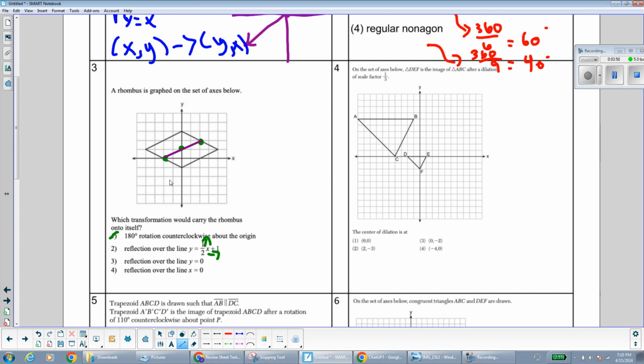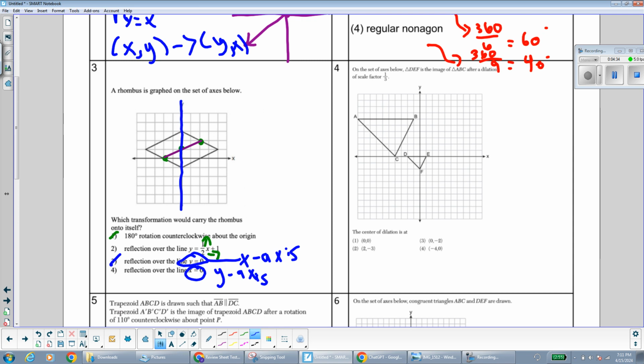The line y equals 0, so that's where all the y coordinates are 0, so be careful. That is the x-axis, because the x-axis is where all the y coordinates are 0. And notice how that blue line is not a line of symmetry of the figure. And the line x equals 0 is where all the x coordinates are 0. So that is the y-axis, as along the y-axis, all of the x coordinates are 0.